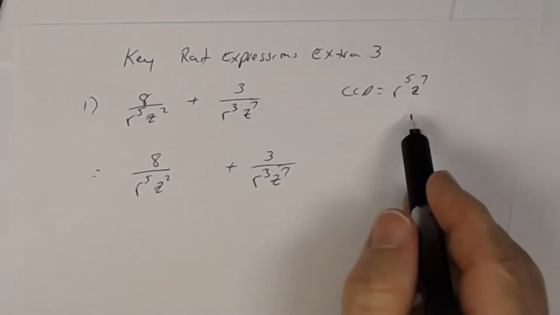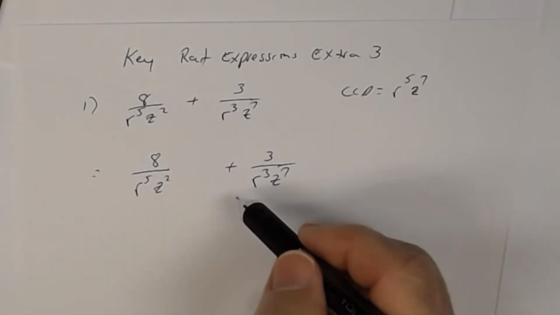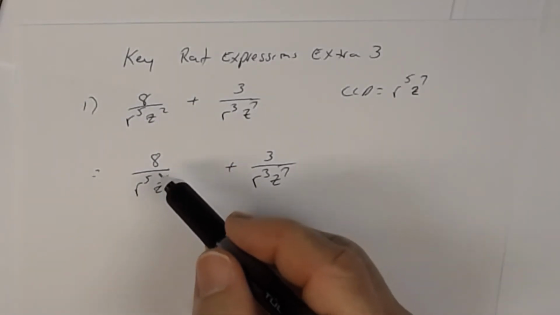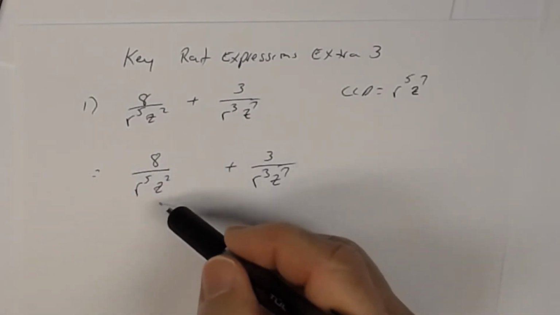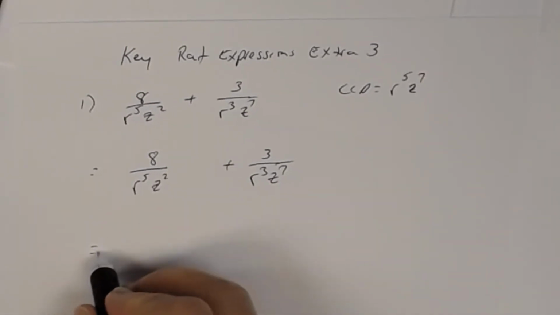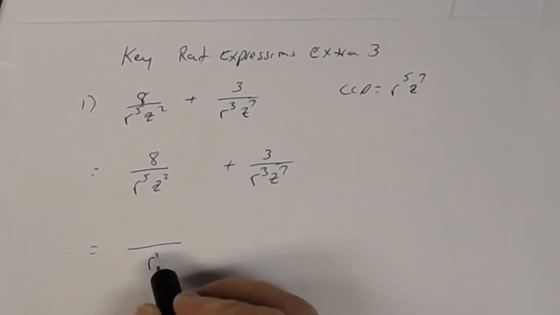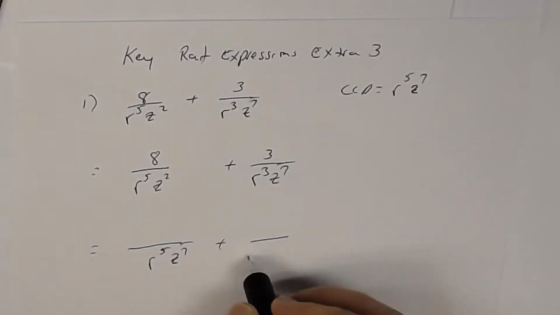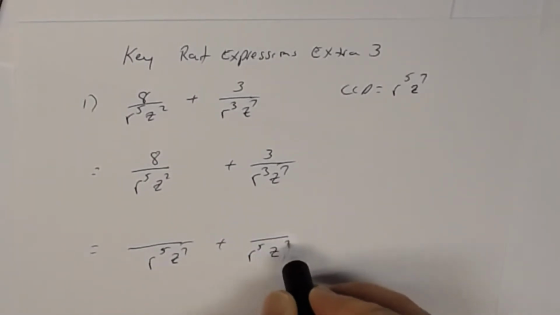Okay, so all I did was rewrite this. Now I want to write equivalent fractions. I want to rewrite a fraction equivalent to this one and a fraction equivalent to this one that has this denominator. So that's the goal. I want the new denominator to be r to the 5th, z to the 7th for both of those cases. So we're going to write equivalent fractions.